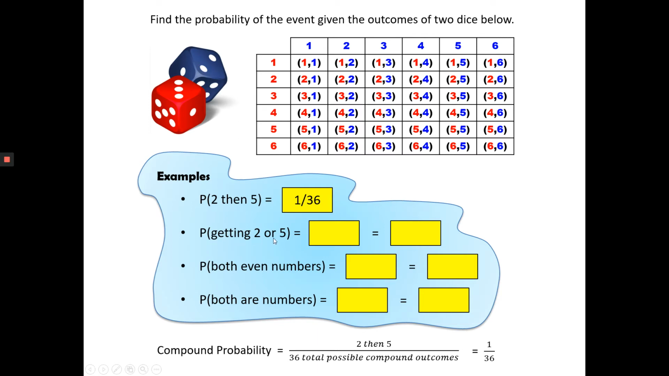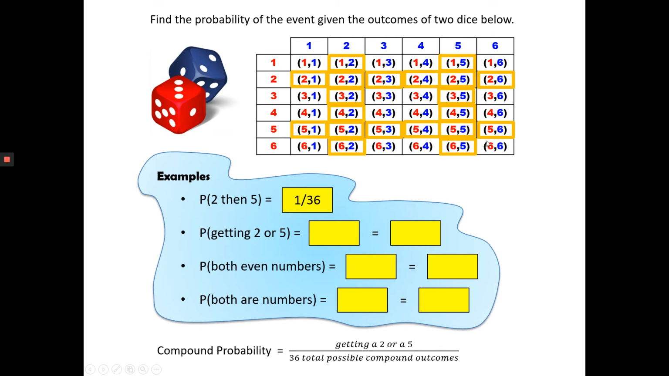What about getting a 2 or a 5? Let's take a look at the probability of getting a 2 or a 5. It doesn't say first or second, so that means it could be either. The probability of getting a 2 first is this entire row right here, and the probability of getting a 5 first is this entire row right here. So that takes care of the 2 and the 5 coming first, but you also have to think about the 2 and the 5 coming in second. So here's the 2s that come in second, and here's the 5s that come in second.